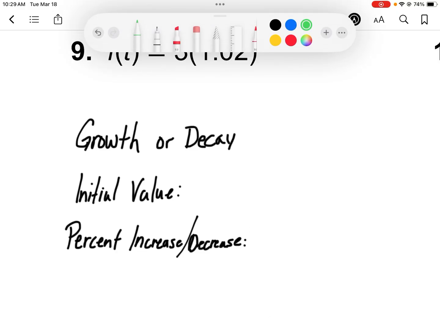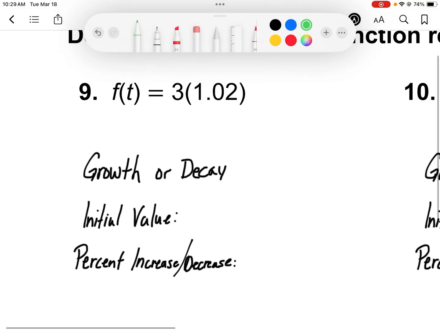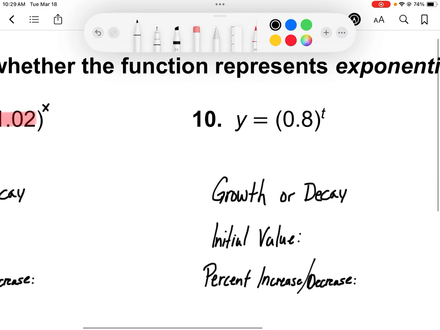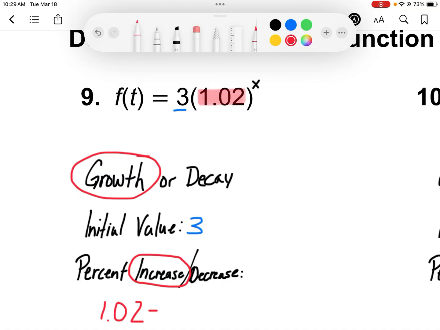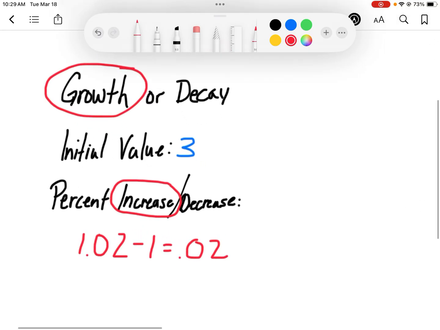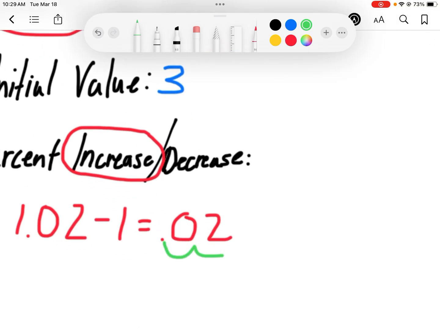And same thing, these are really good questions. This is the majority of what you'll be looking at tomorrow in your assignment. Growth or decay, we look here. That's bigger than 1, so this is growth. My initial value is my B. Because it's growth, we have a percent increase. How much bigger than 1 is this? We'll go 1.02, subtract off 1, and I get 0.02. Turn that decimal into a percent, and I get 2%.